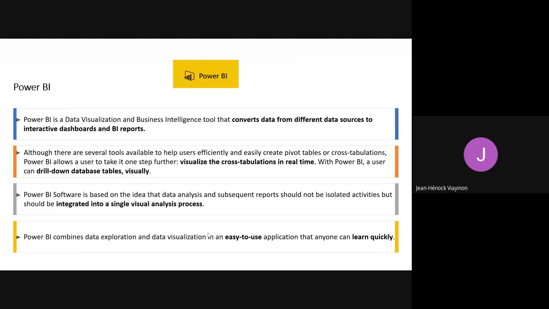Power BI software is based on the idea that data analysis and subsequent reporting should not be isolated activities, but should be integrated into a single visual analysis process. That's why Power BI combines data exploration and data visualization in an easy-to-use application that anyone can quickly learn.